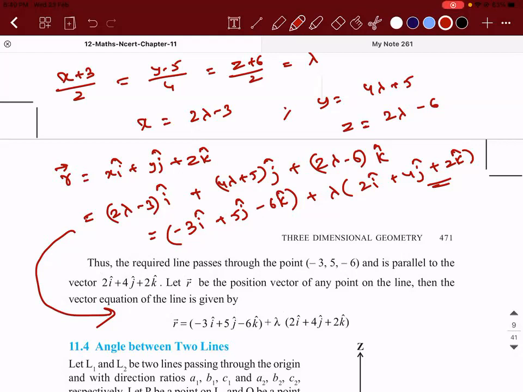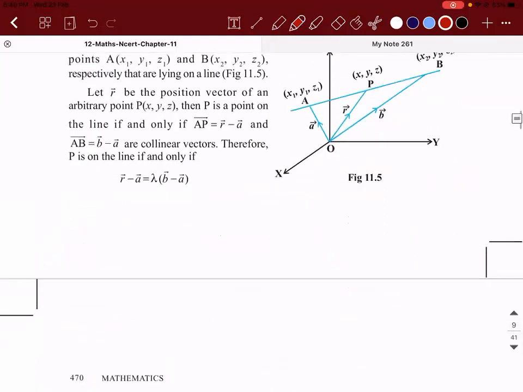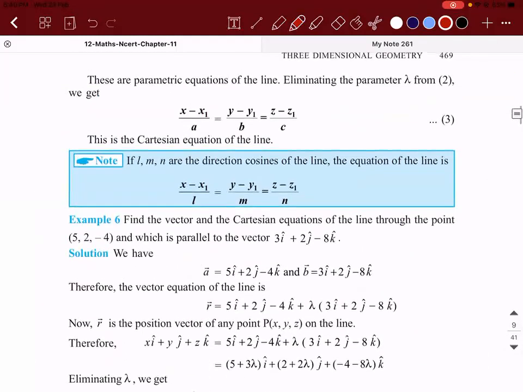Am I clear, guys? Yes, sir. Okay. So there is one more thing that we need to do. Find the vector equation of the line passing through the point (5, 2, -4) and which is parallel to this. When you know a point, R vector is equal to A vector plus lambda times B vector, where B vector is the one to which the line is parallel.